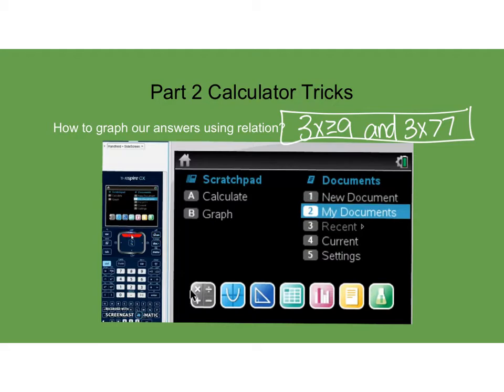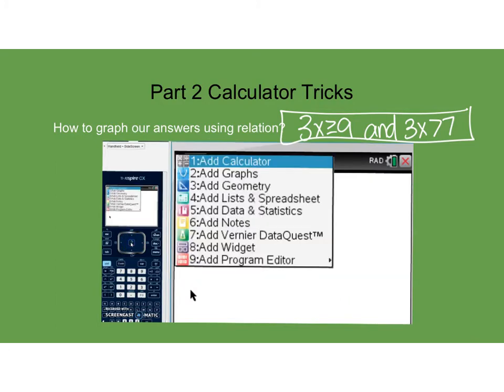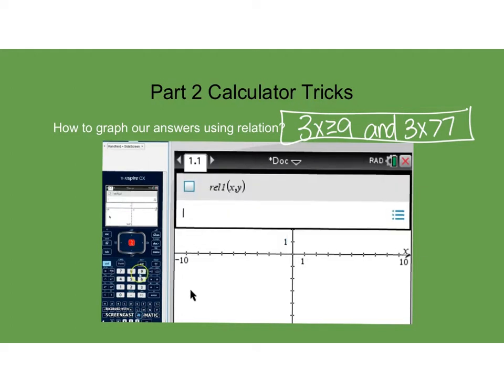So, on your calculator, you can go to New Document. Don't worry about settings. So I'm going to go to New Document. I don't want to save anything, so I'm going to go to No. And now I'm going to go to Graphs. Now I'm going to press Delete, and then I'm going to go to Relation. When I get to relation, I'm going to type in 3x, control equals 9. So I want to pick out that symbol. So when I press Control equals, wait, hold up.